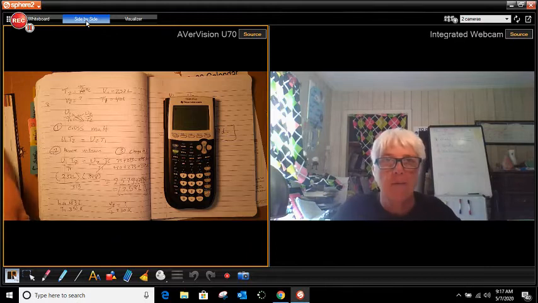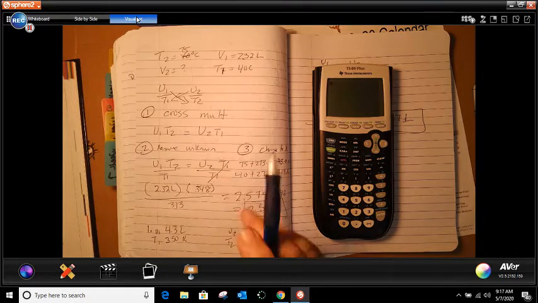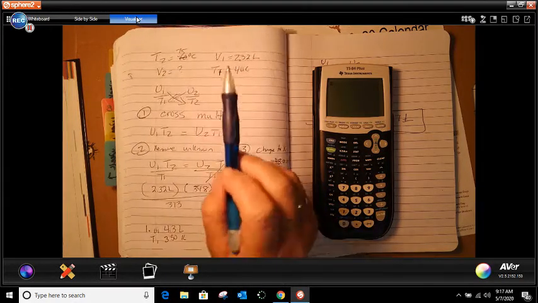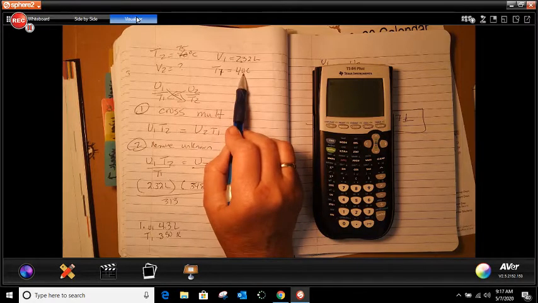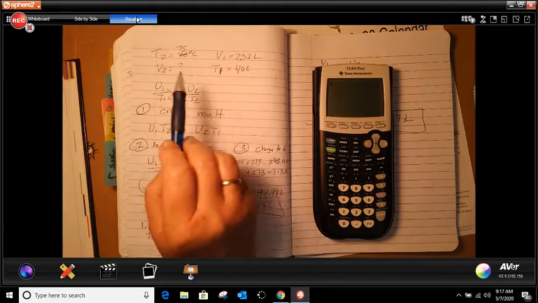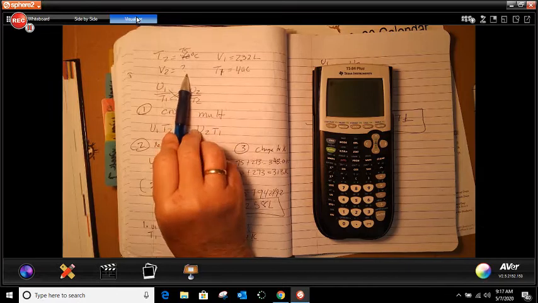So the problem in the book says a helium balloon in a closed car occupied 2.3 liters. Okay, so we have our 2.3 liters. That is going to be our volume, and the temperature was 40 degrees Celsius. And the car was parked on a hot day, and the temperature inside rises to 75 degrees Celsius. What is the new volume?